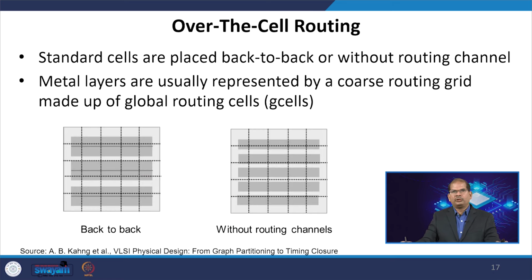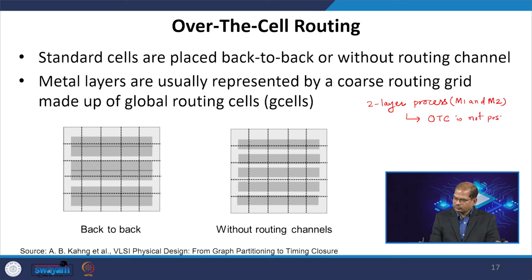Now, we will discuss over the cell routing. This over the cell routing is applicable for a fabrication process that supports multiple metal lines. For example, for a two layer process, meaning having metal 1 and metal 2, we cannot do over the cell routing, it is not possible. So, in that case we need dedicated routing channels.